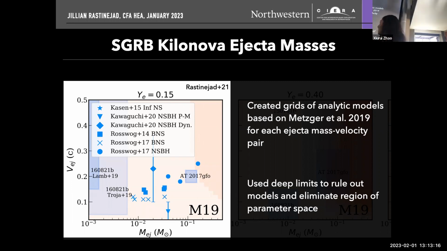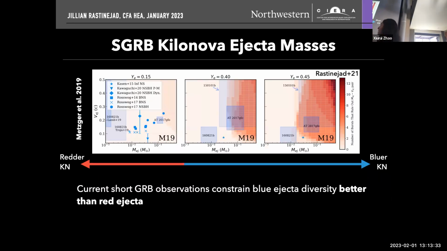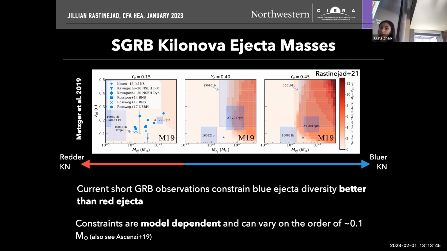And we only had one gamma ray burst for this really low electron fraction that was able to rule out a fraction of the parameter space. We also plotted on there estimates from both kilonova models and kilonova candidates and 170817. So that's just the very red kilonova grid. But if we look at bluer kilonova models, then we find that our short GRB sample is better able to constrain the blue ejecta diversity more strongly.